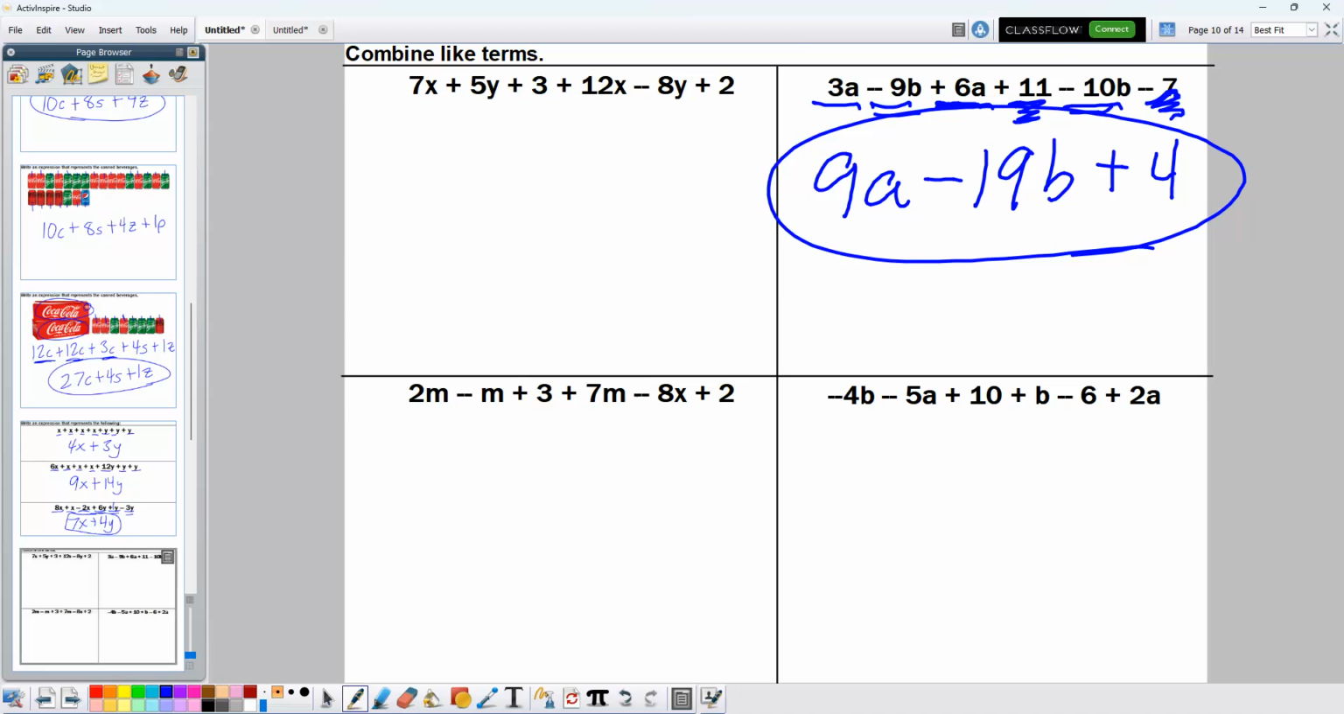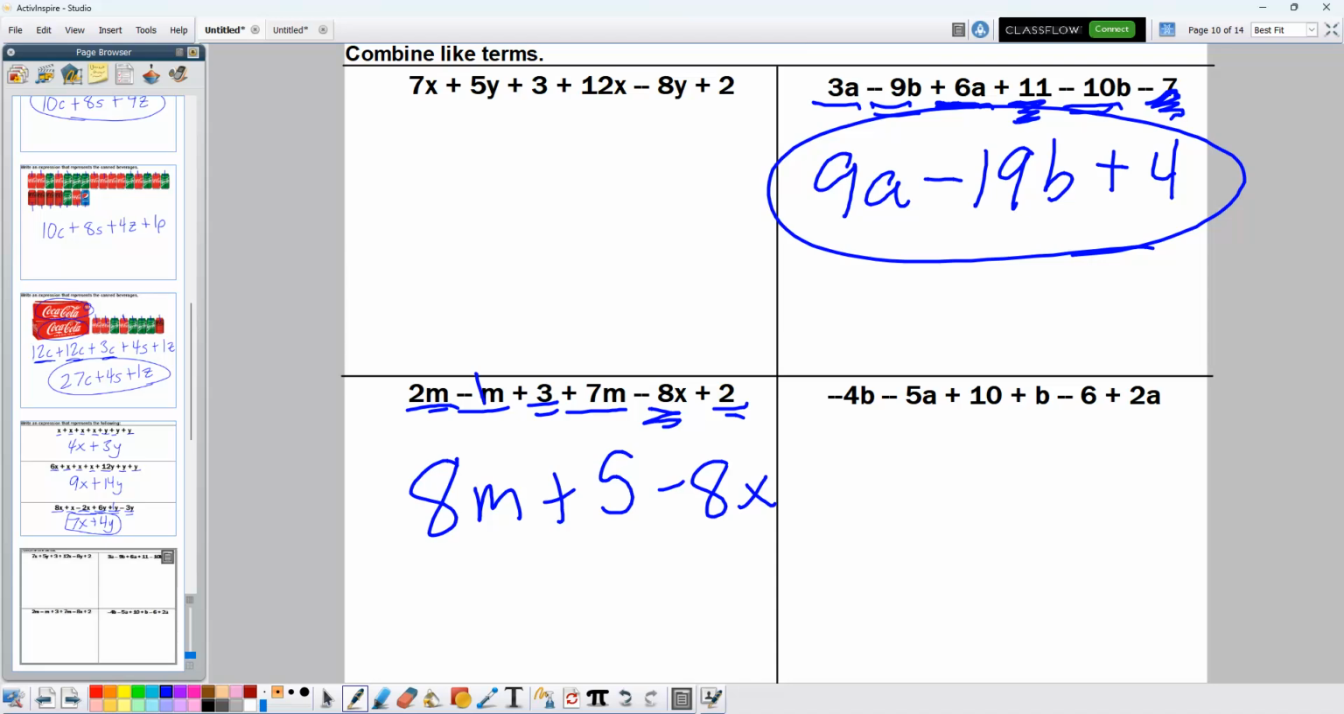Down on the bottom, I've got M, so 2M minus 1M plus 7M. So I got 2M, there's a 1 hiding right there. So 2 minus 1 is 1, plus 7 is 8M. And then I've got 3 and 2, that would be plus 5, and then the only thing left is that minus 8x.